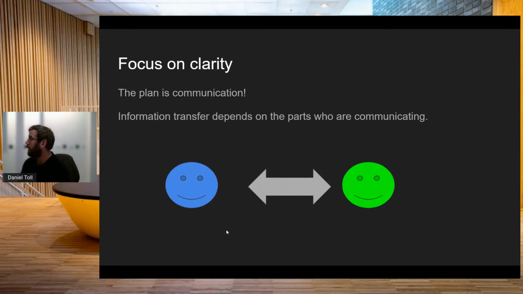So people don't want to read a lot of documents. People generally don't want to do that. People want to only read what they are going to do and stuff like that. So when we're formulating a plan, we should make sure that it's very clear who should do what when.